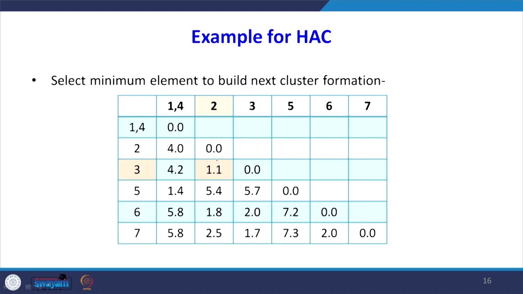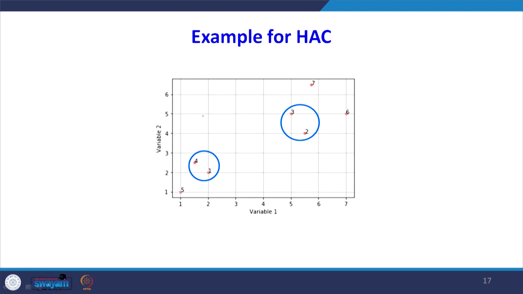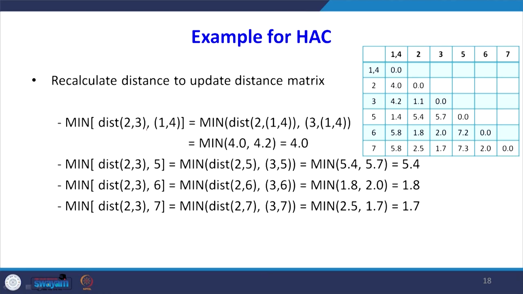So this 1.1 is minimum, that forms 3 and 2. So now what is happening? The 3 and 2 is going to form one cluster. Now since 2 and 3 formed a cluster and there is already one cluster 1, 4, we are going to find the distance between 2 and 1, 4 and 3 and 1, 4. So 2 and 1, 4 you can find is 4, because 1 and 4 formed a cluster. Then 3 and 1, 4 is 4.2. The minimum is 4.